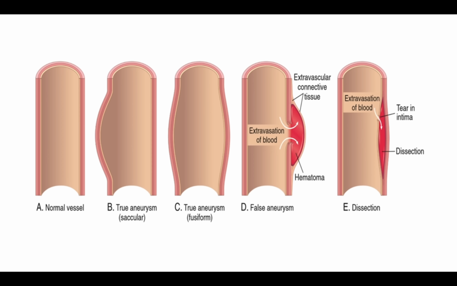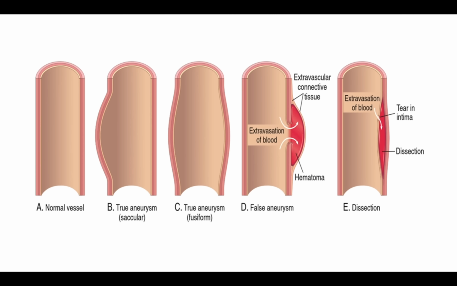The true aneurysm and the false aneurysm. The true aneurysm is divided into saccular and fusiform. Saccular is like a sac, so it just bulges on one side, as you can see in picture B. In the fusiform true aneurysm, the bulge is on both sides. And the false aneurysm, as we said, there is extravasation of the blood contained by the tunica adventitia.